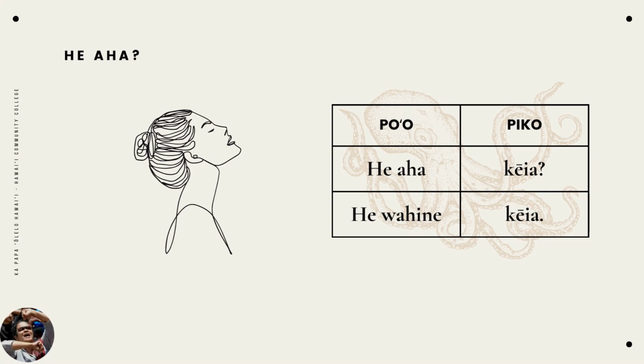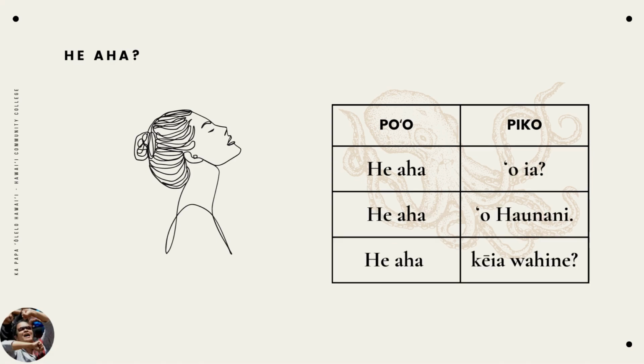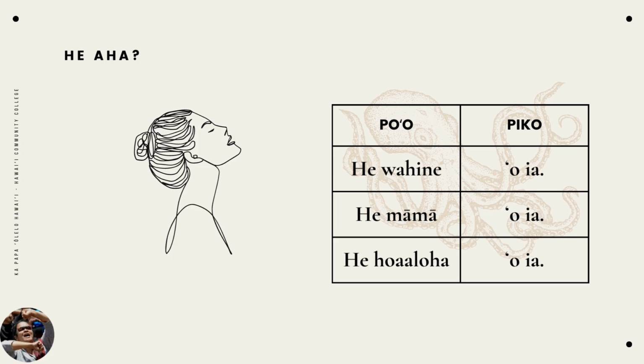If we change up the piko, you could ask he aha oia, he aha o haunani, he aha keia wahine. What is she? What is haunani? What is this woman? And the answer can be as varied as the question. He wahine oia, he mama oia, he hoaloha oia. She is a female, she is a mom, she is a friend.